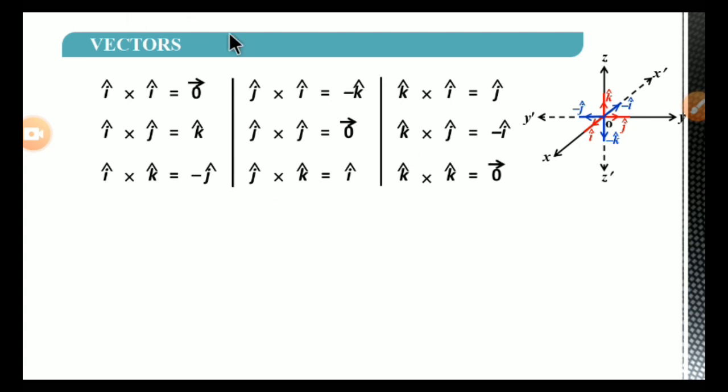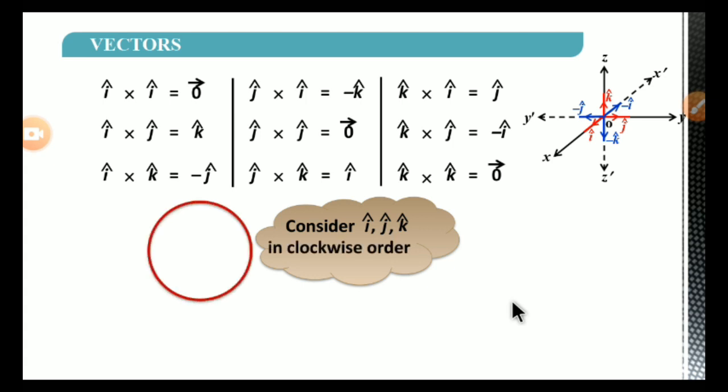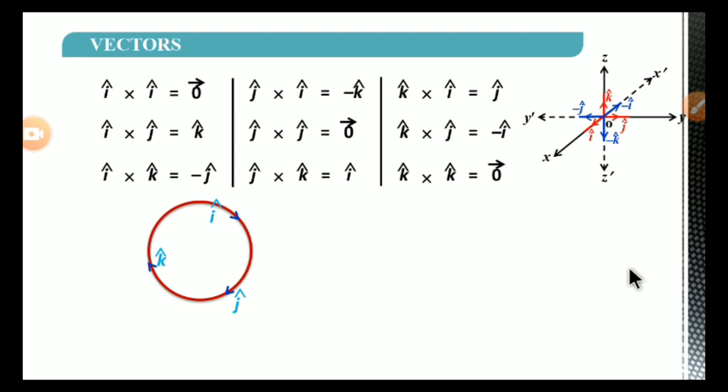So here, students, we can remember all these by using the clockwise order of i, j, k. Here I, j and k are in the clockwise order. See here, we can remember easily by using this order. Here I cross j is equal to k, which means it is in the cyclic, clockwise order. Here I cross j, the next one is k. So like that we can write down.